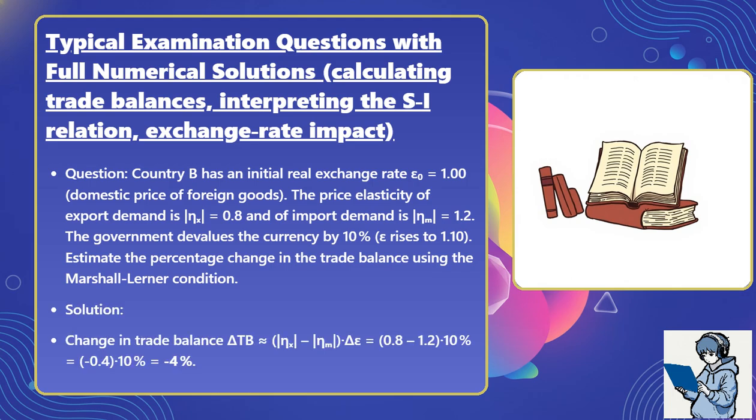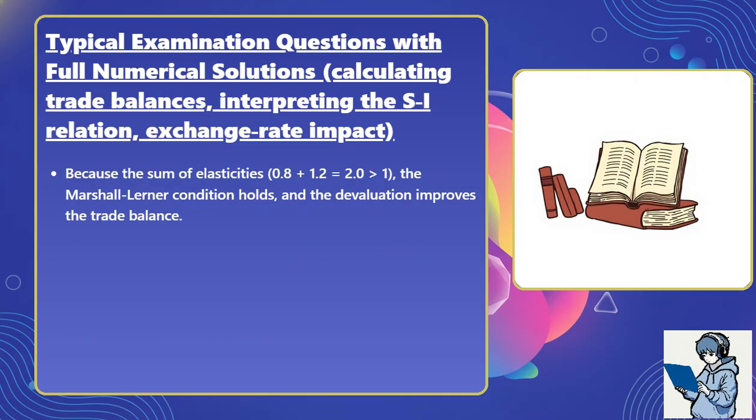Solution. Change in trade balance, delta TB, approximately equals (absolute eta_x minus absolute eta_m) times delta epsilon, equals (0.8 minus 1.2) times 10%, equals -0.4 times 10%, equals -4%. Because the sum of elasticities, 0.8 plus 1.2, equals 2.0, greater than 1, the Marshall-Lerner condition holds, and the devaluation improves the trade balance. The negative sign indicates the deficit shrinks by 4%.